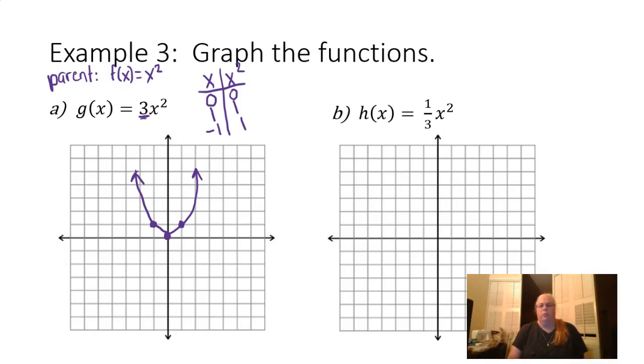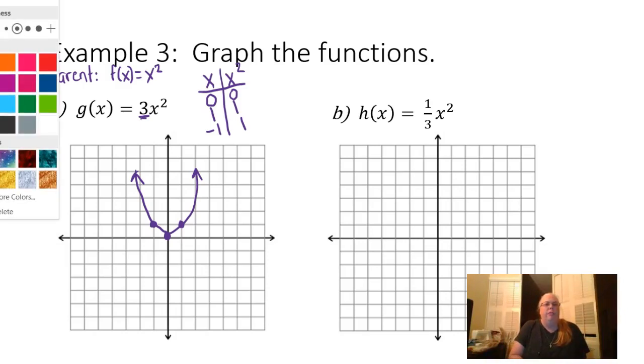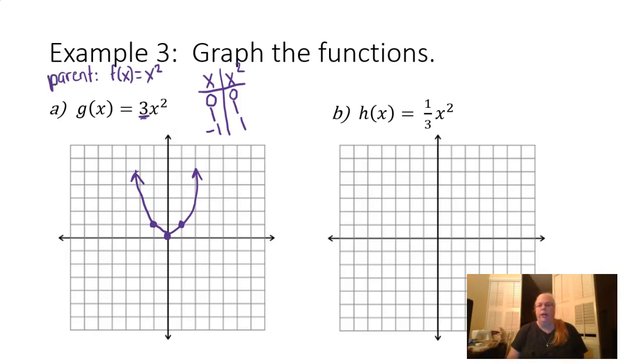Okay, now the 3 is actually a vertical stretch, and what that's going to do is cause my graph to stretch or to grow taller quicker. So I'm going to add another column in here for the 3 times x squared, and I'm going to multiply 3 times my column right here. So 3 times 0 is 0, 3 times 1 is 3, and 3 times 1 is 3.